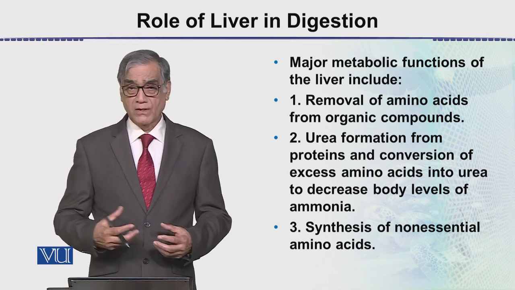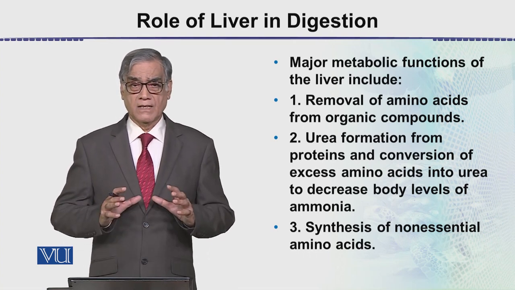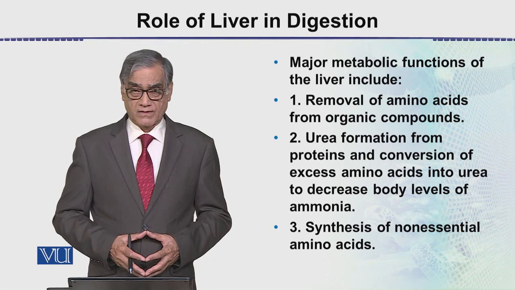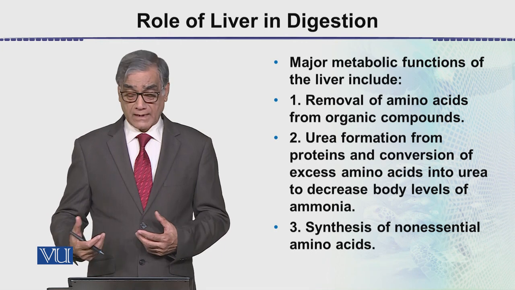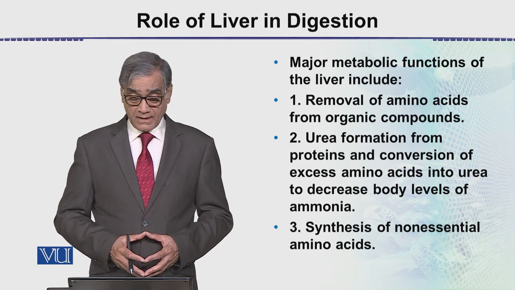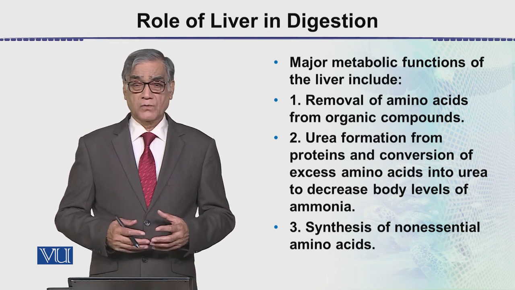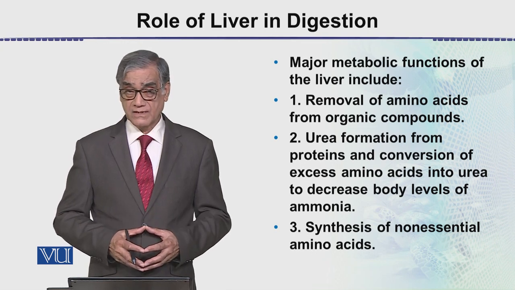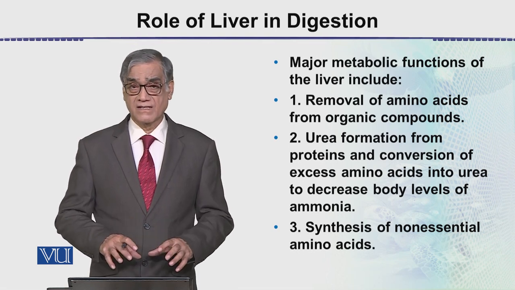The removal of amino acids occurs in the hepatocytes. Then urea formation. And how is urea formed? When the amino group is removed from the amino acid, that amino group combines to form urea. Then the synthesis of non-essential amino acids. Some amino acids we take from food, which are called essential amino acids. But some amino acids are said to be non-essential, so they are synthesized within the liver.